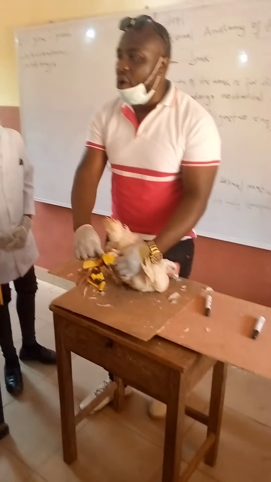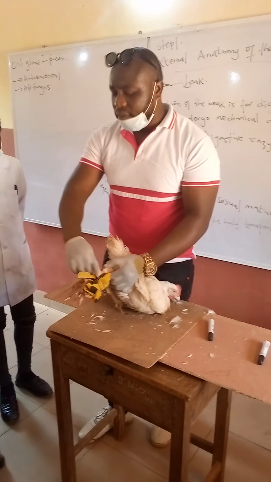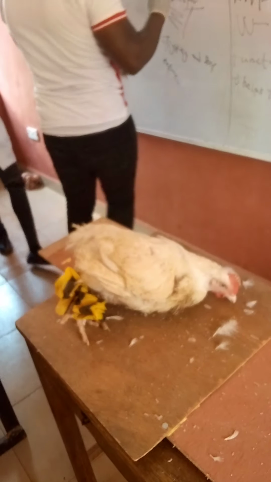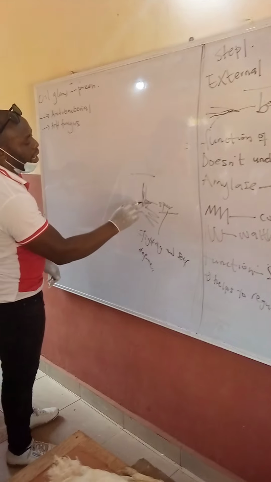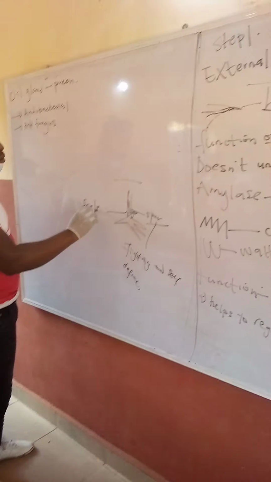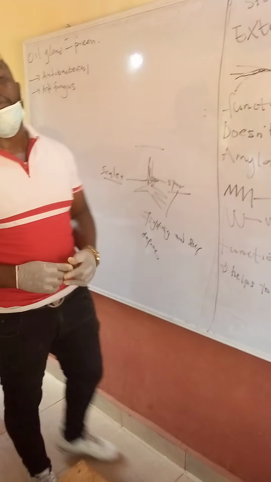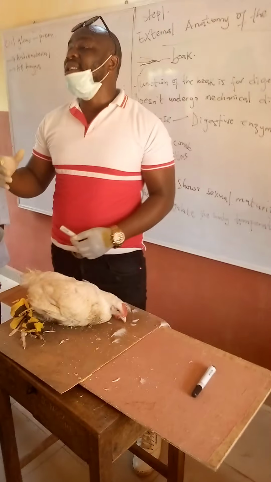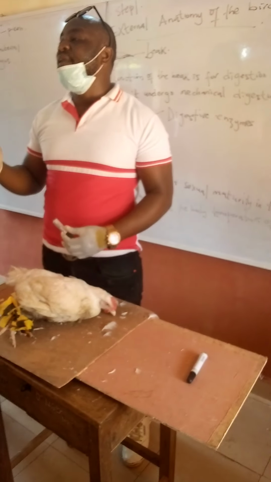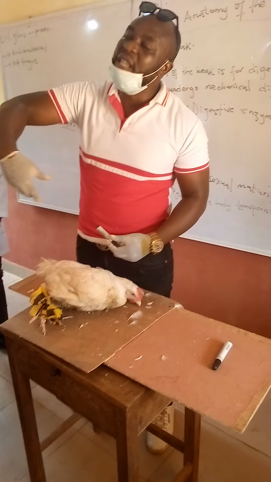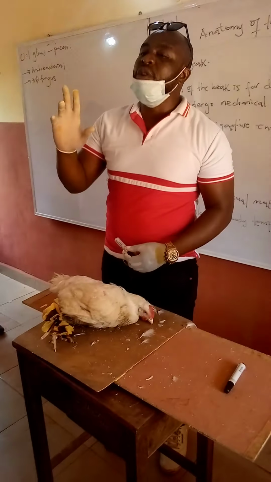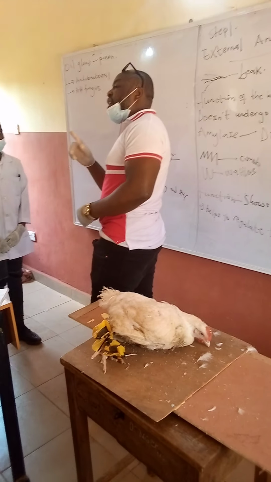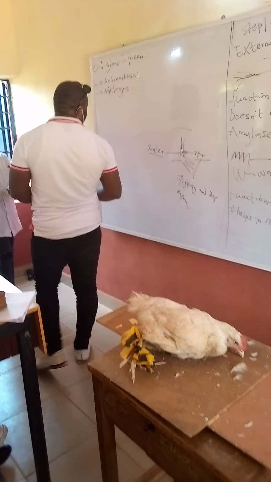Now the next thing I want to show you here is the leg. What you see here is called scales. Do you understand? You see this? It's called scales. Look at the diagram. The major function of the scales is protection. It protects the chicken against excess heat, and it prevents excess water from leaving the skin of the chicken. So that's the two major functions of the scales. Number one, protection, and number two, it prevents excess water loss from the chicken.